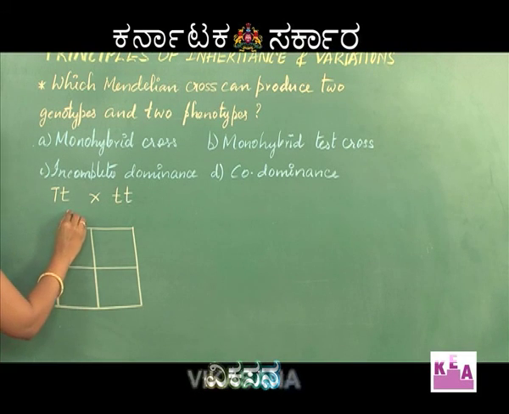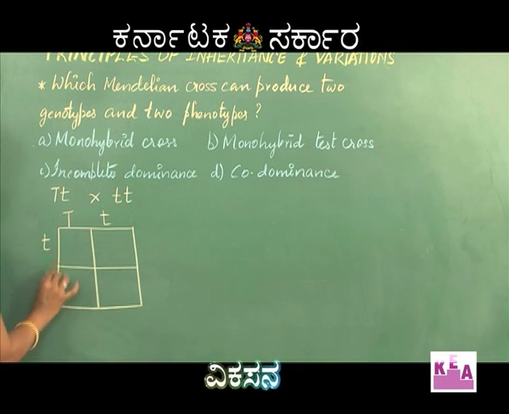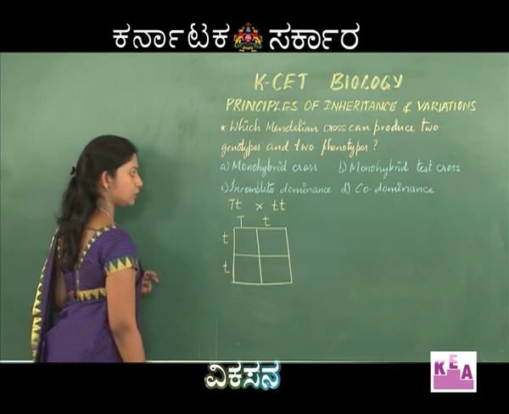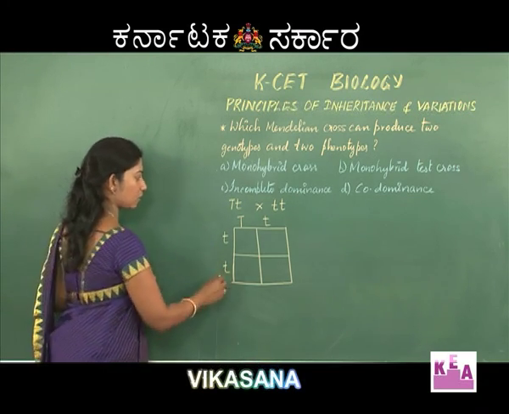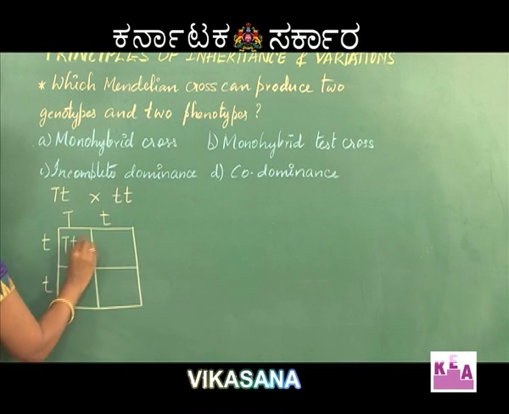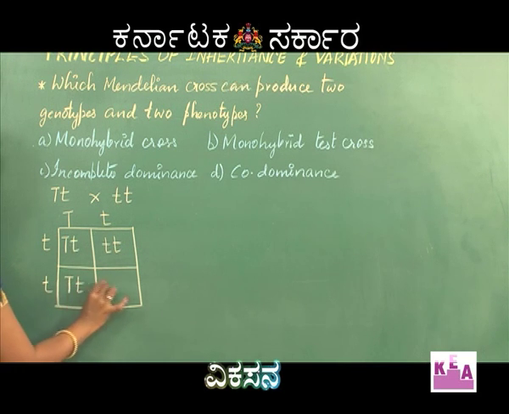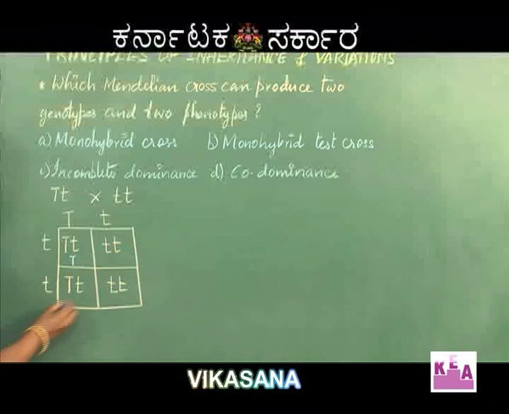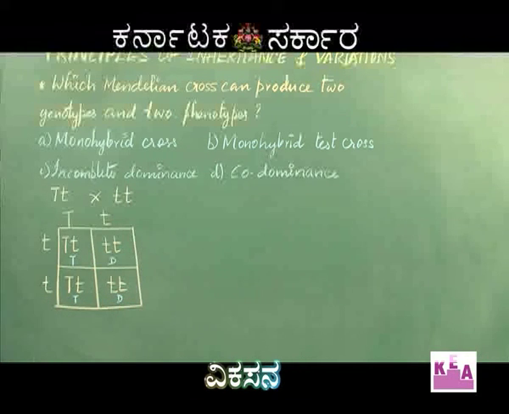You can see these are the alleles of the tall hybrid plant and these are the alleles of the dwarf recessive parent. When we cross, this is a tall plant, this will be a dwarf plant, again a tall plant and a dwarf plant.